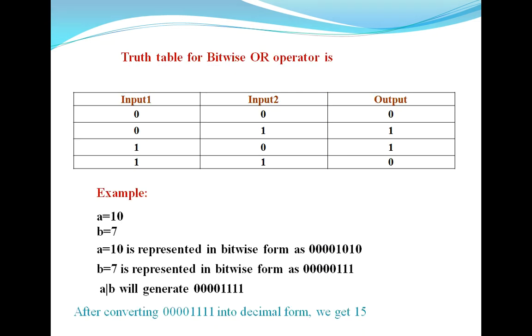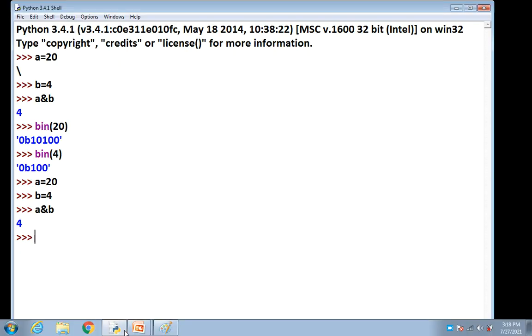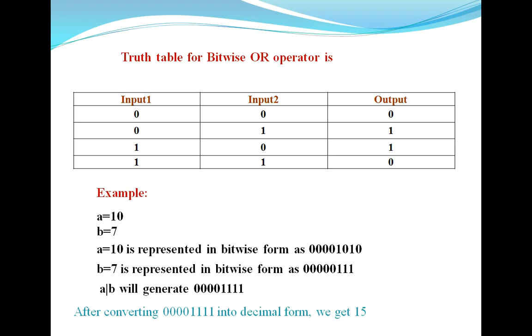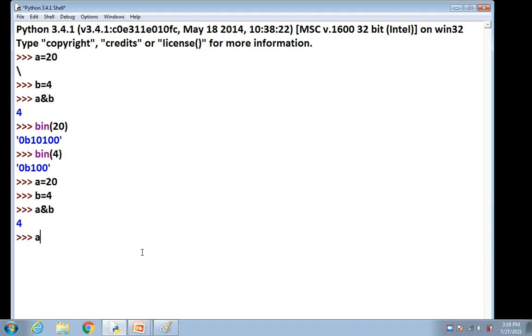Let's see it with the help of an example. 0 and 0, output is 0. If the first input is 0 and the second input is 1, we are getting output 1. If input 1 is 1 and input 2 is 0, output is 1. If both inputs are 1, the output is again 1. So let's calculate it with the help of a program. Suppose again I do A OR B.